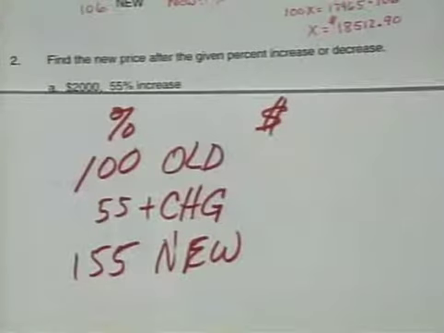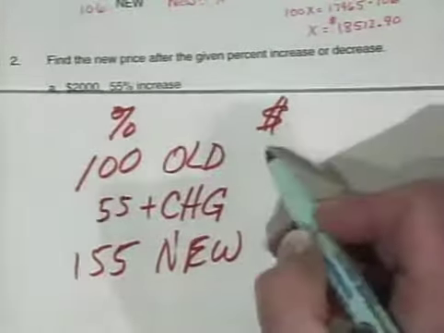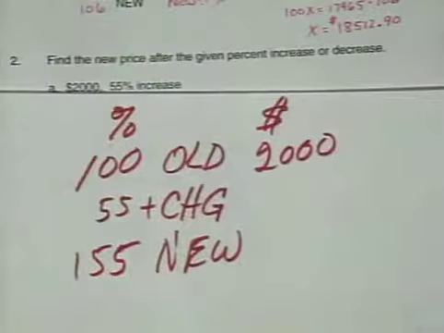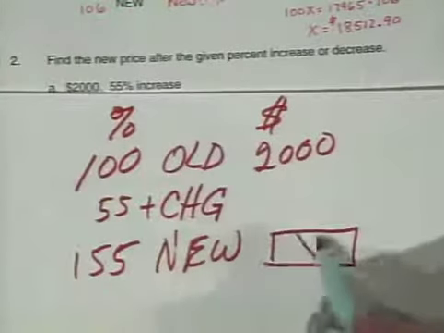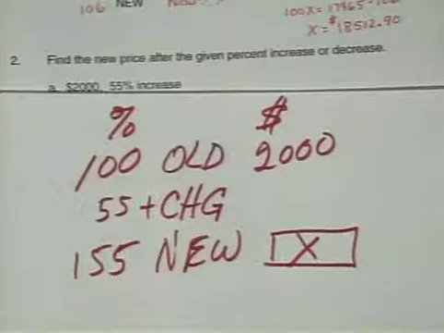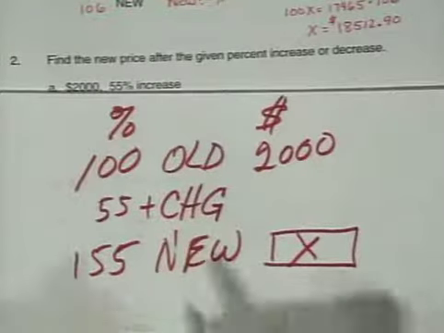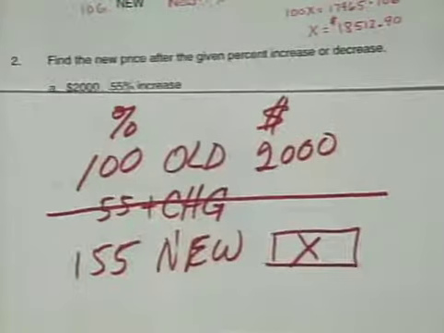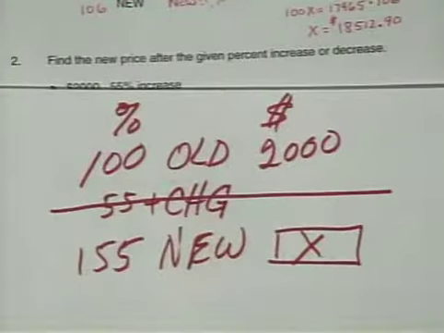155 is what's happening there, right? Old price, $2,000. What we want to find out is the new value, right? We can ignore the middle, although we had to write it down because that's how we came up with the 55 to add to the 100 to get 155. Now we're going to set up this proportion.